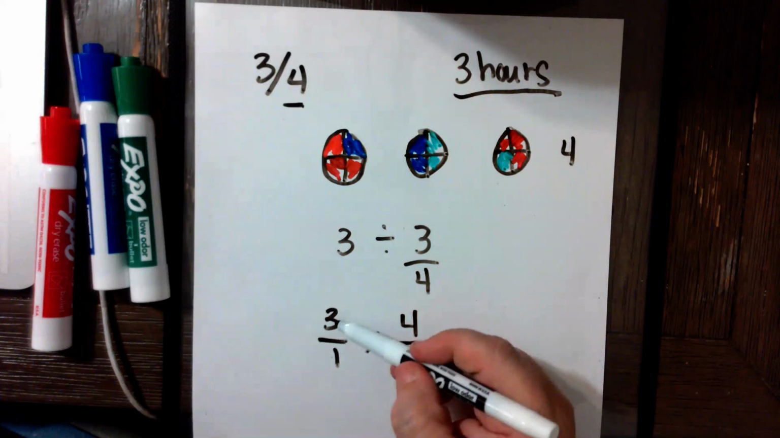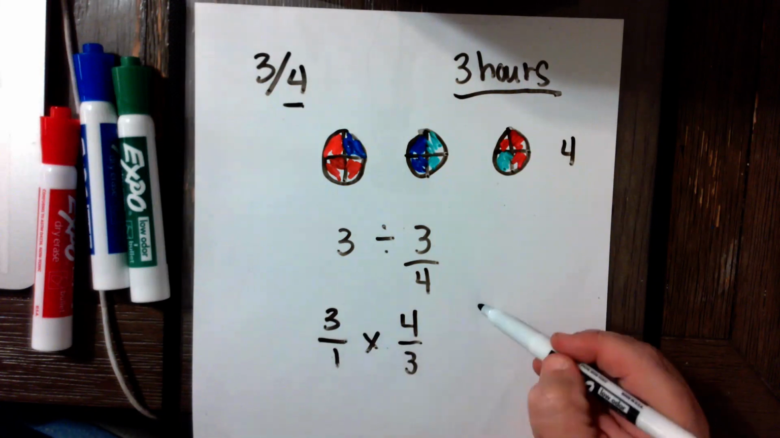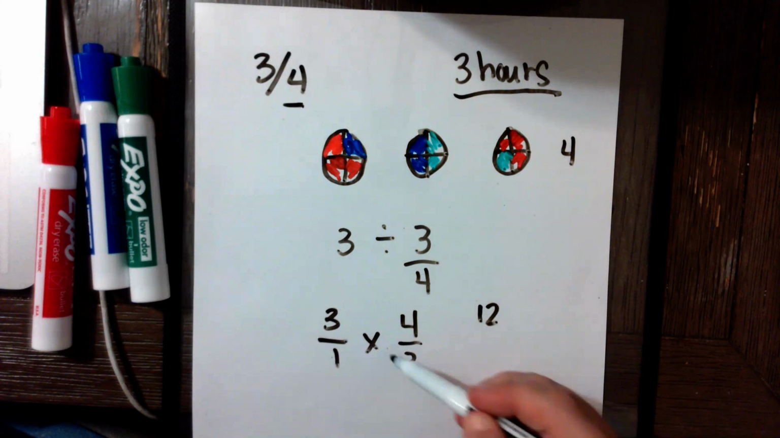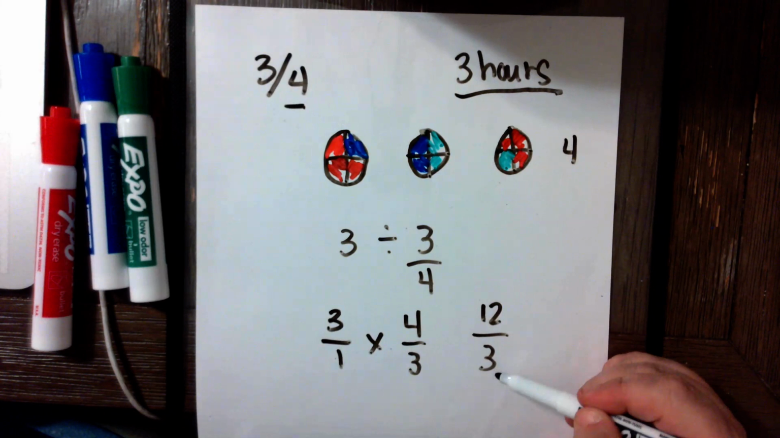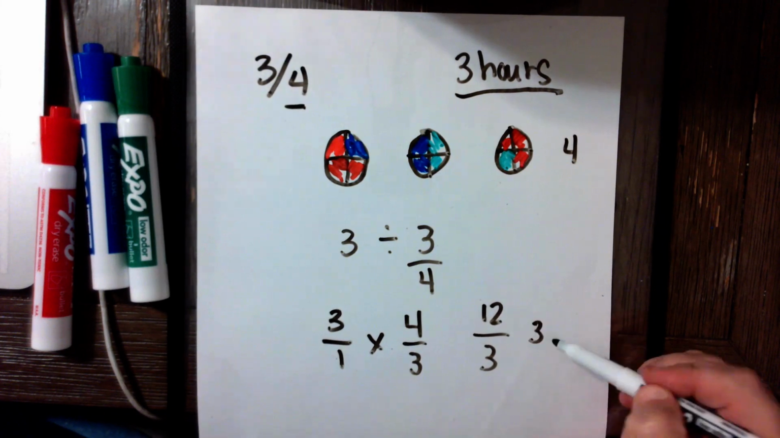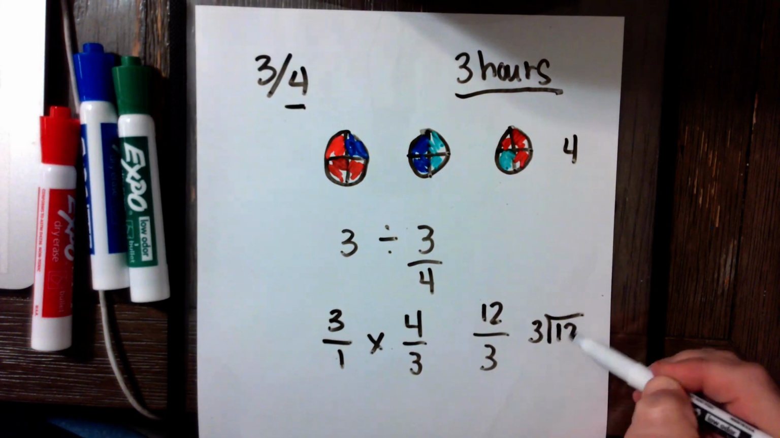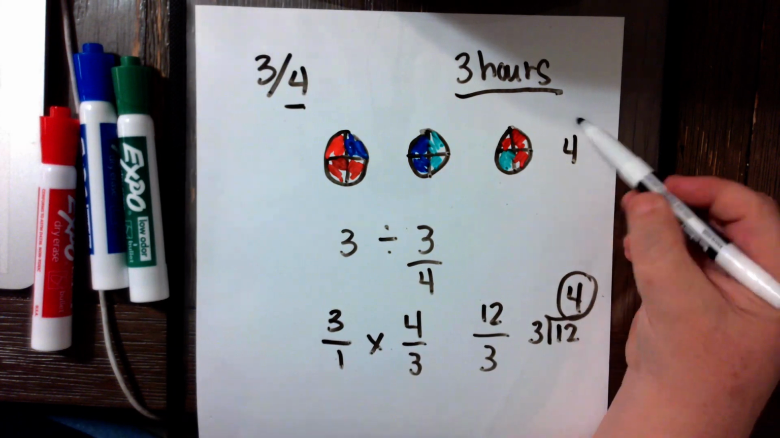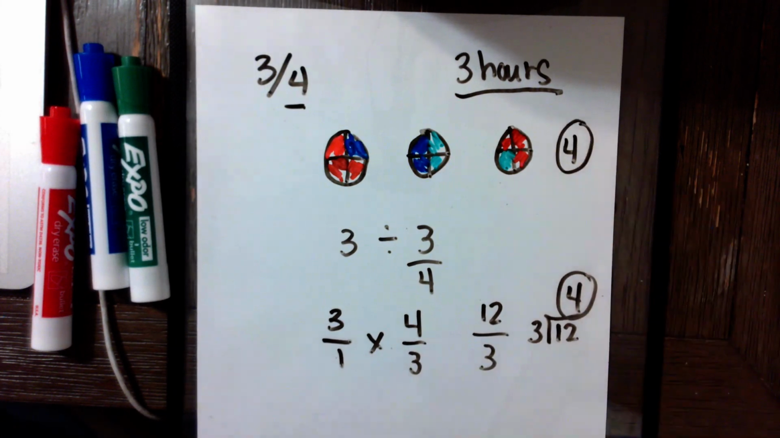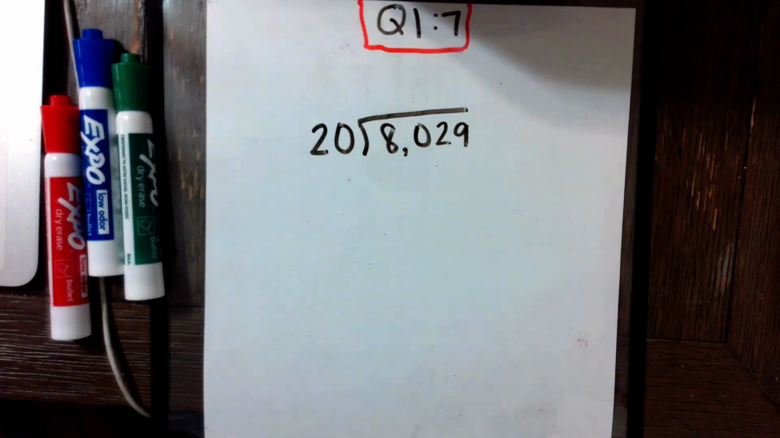So now I would have 3 times 4, which would give me 12, and 1 times 3, which would give me 3. And if I simplified that down, if I divided 3 into 12, that would give me 4, which is exactly what I found with my picture. So we feel comfortable with our answer. We got it 2 times. So that's a couple ways you could solve number 3.